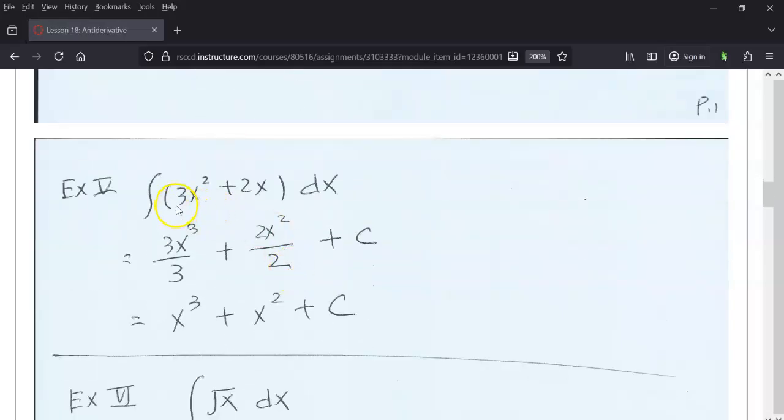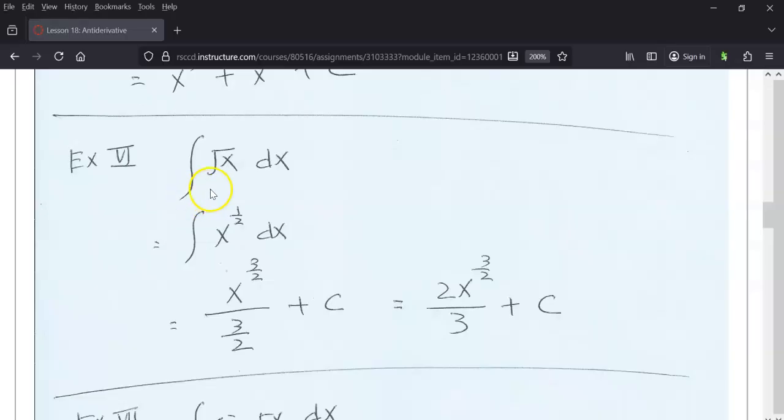If you have, in this case, a binomial, or any polynomial, it's the same thing. You just take the integration of each term separately. So this one right here will be, don't worry about the 3, x cubed divided by 3, and the 3 and 3 will cancel out. And then the second term here will be 2x squared over 2, 2 and 2 cancel out. So your answer is x cubed plus x squared plus c.